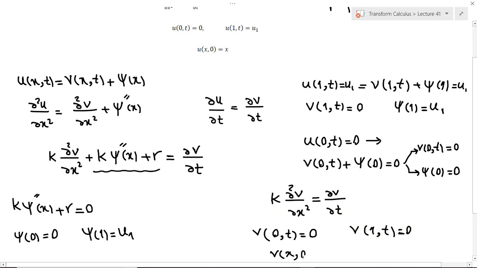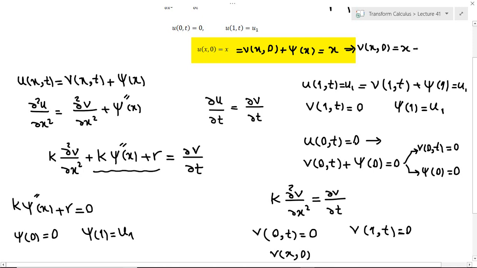x and 0. So if you look at here, we have u of x and 0 is equal to x. U of x and 0 is equal to v of x and 0 plus psi x. So it's equal to x. As a result, v of x and 0 is equal to x minus psi x. So I say v of x and 0 is equal to x minus psi x.